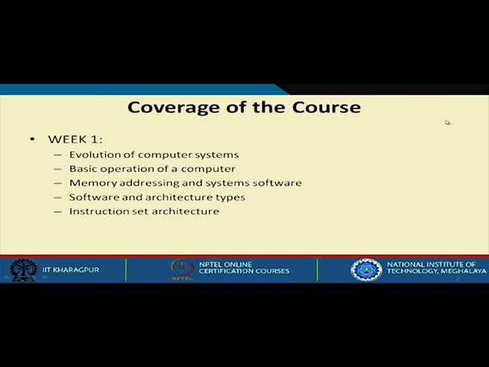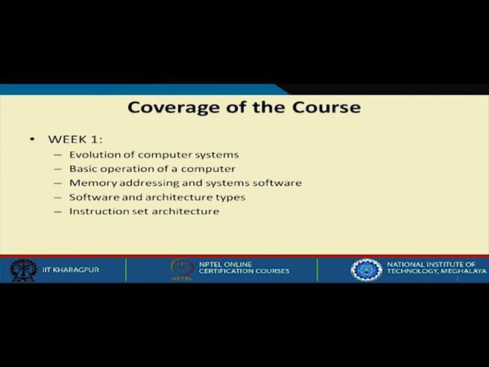So, before we say goodbye to you, we would like to summarize the coverage of this course as we have carried out over the different weeks. So, I would be requesting Dr. Datta to talk about the first 6 weeks of the course which she had handled.